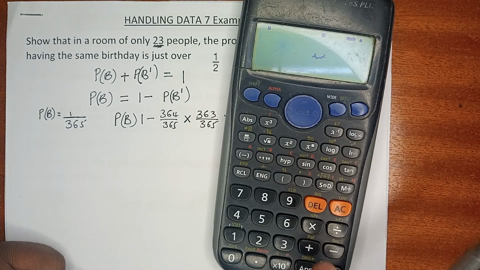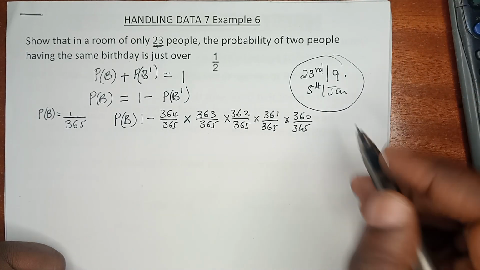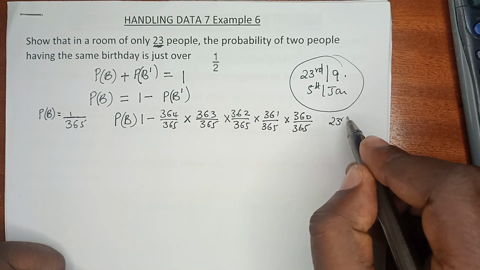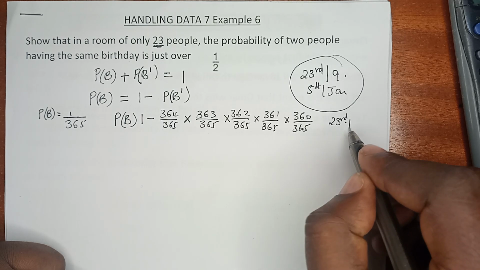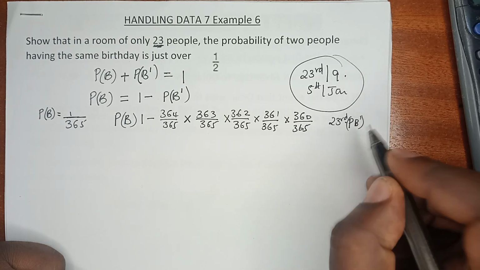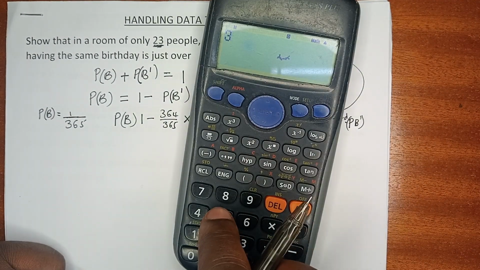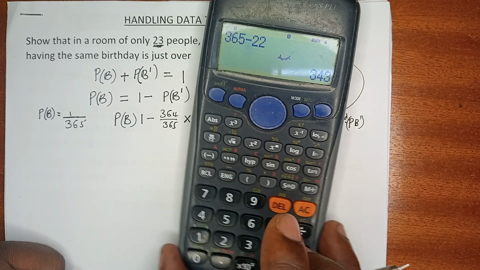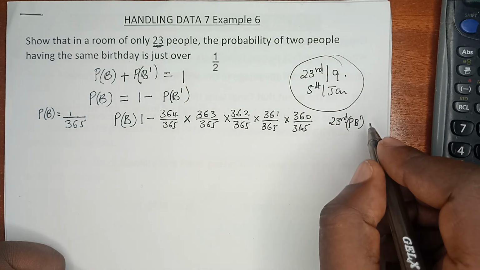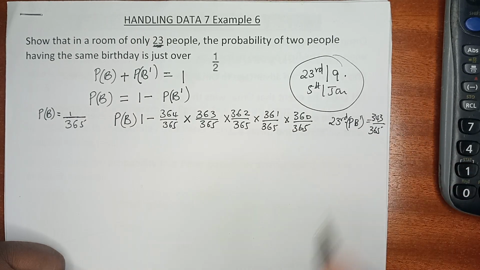So the probability that the 23rd person will not be sharing the birthday with any of all these will actually be 365 minus 22. We'll be having 343. We'll be having 343 out of 365.